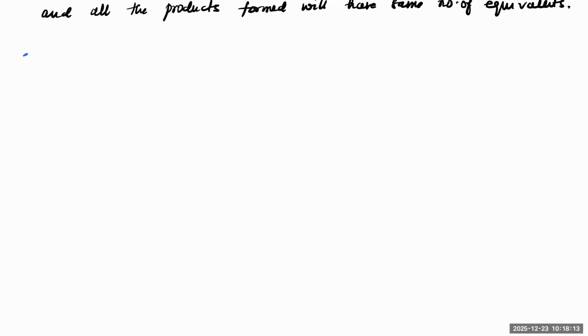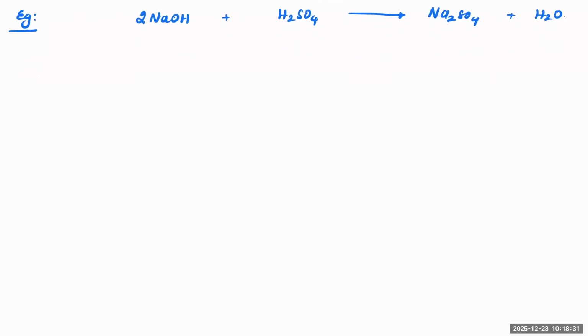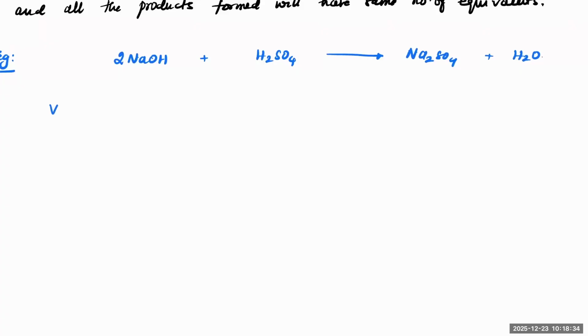Let me show you with an example. Suppose you have 2 moles of NaOH plus H2SO4; our expectation is it will become Na2SO4 plus H2O. What is the valency factor in all of these cases? NaOH valency factor is 1. H2SO4 valency factor is 2. Na2SO4 valency factor is 2, because you can see the total positive charge. This is a salt, so the valency factor is the total positive charge. And here the valency factor is 1.